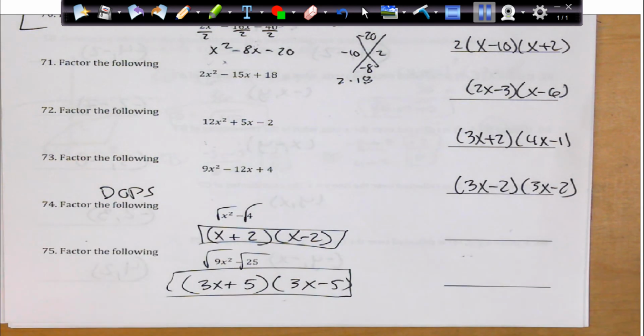It's not fail-safe because we didn't check your middle term. You could fully FOIL or use the box method to see if they're right, but this at least helps you a little bit. Alrighty, that's it.